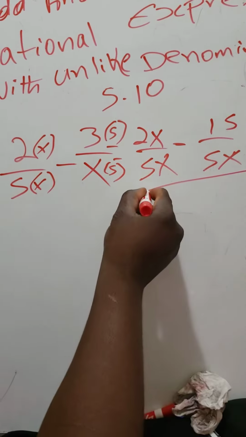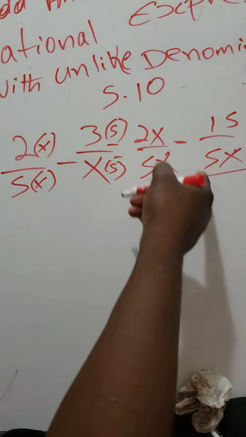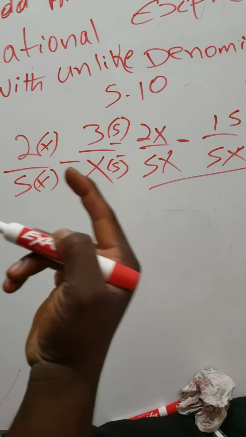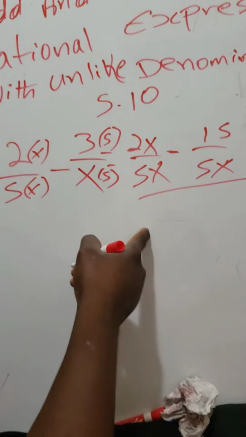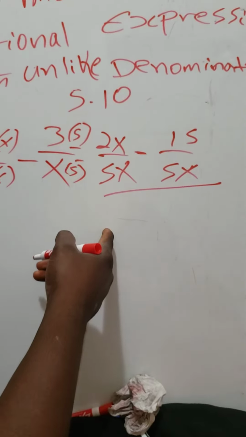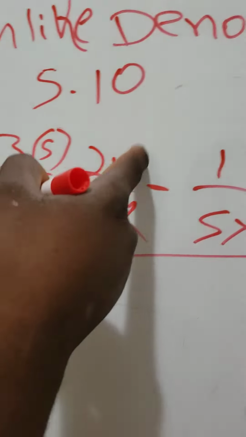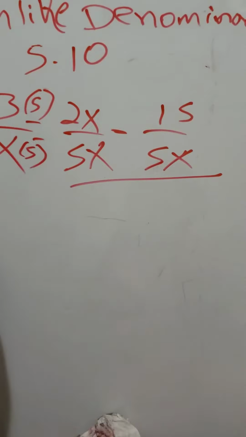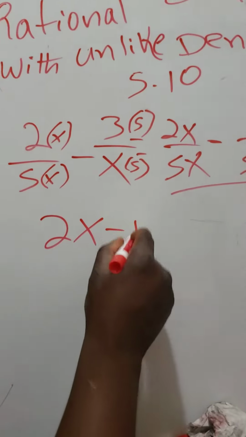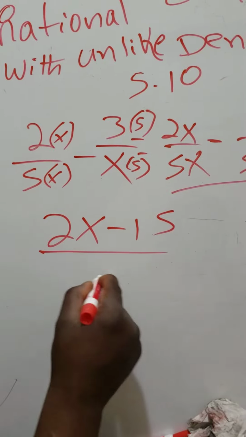Now we have the same denominator. That's the first step. Step one is to find a common denominator, and now we do have a common denominator. So we're ready. 2x minus 15, which you can basically rewrite because there's not much you can do with it, over 5x.